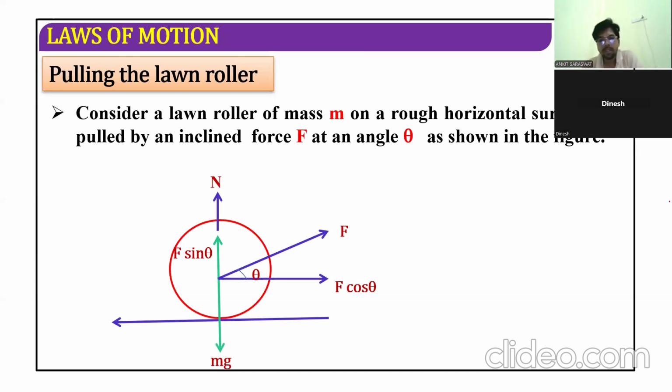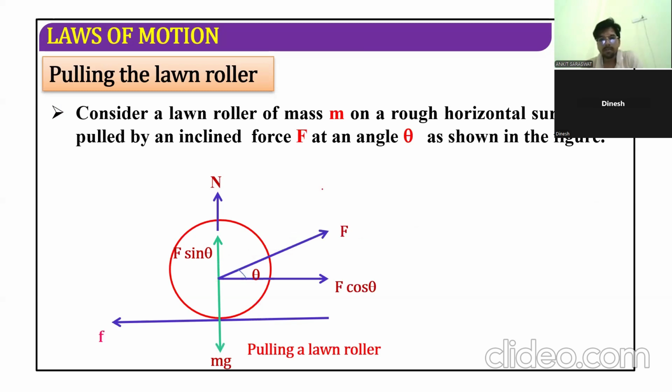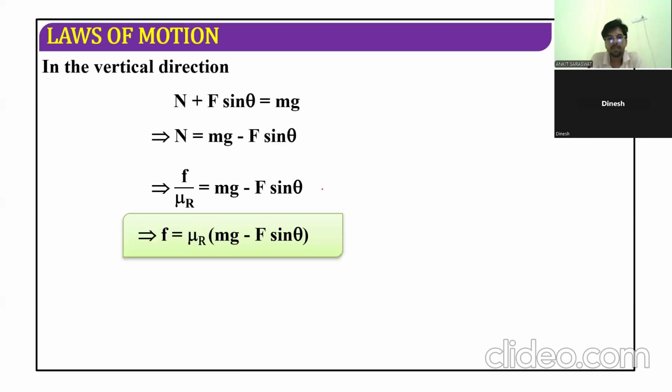You are applying a force F. One component is F cos theta. One component is F sin theta. Weight is mg and there is normal reaction. The force is resolved, common sense. So in the vertical direction, N plus F sin theta will be mg. Clear?